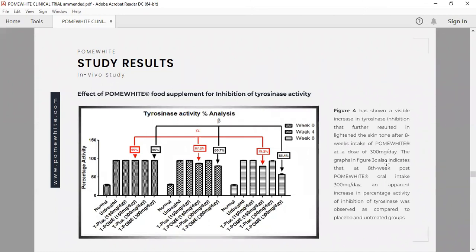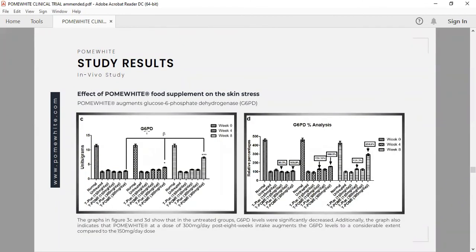Basically, this enzyme, glucose 6-phosphate dehydrogenase, is very important when we talk about prebiotic digestion, and the effective digestion of prebiotics obviously aids in the high increase of probiotic contents.